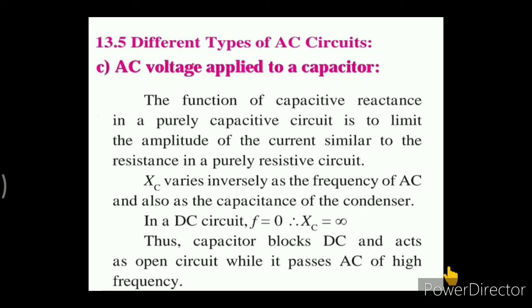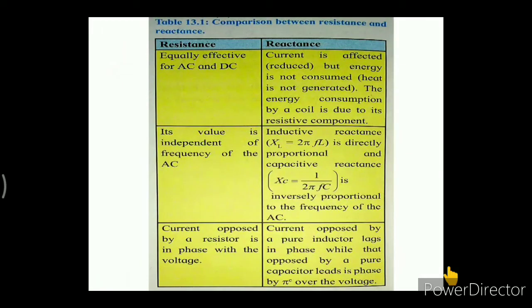Resistance is the property of the circuit which consumes electric power as heat, while a pure inductor or capacitor does not consume any electric power, that is, no heat is produced. The reactance depends upon the frequency of the alternating source only, while resistance does not depend on the frequency of the source. Now, let's have the comparison between resistance and reactance, which is given in table 13.1.